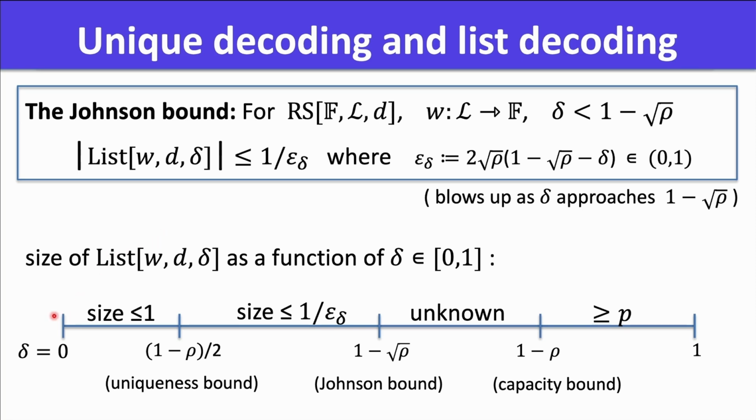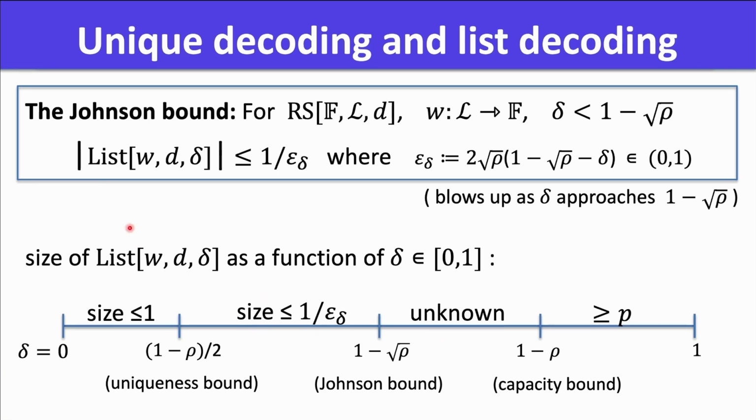Just to remind you, we can plot the size of the list as a function of delta. Below the unique decoding distance, the size is less than or equal to 1. Up to the Johnson bound, the size has a nice bound, 1 over epsilon delta. Above the Johnson bound, it's interesting. For a Reed-Solomon code, this is a very specific question.